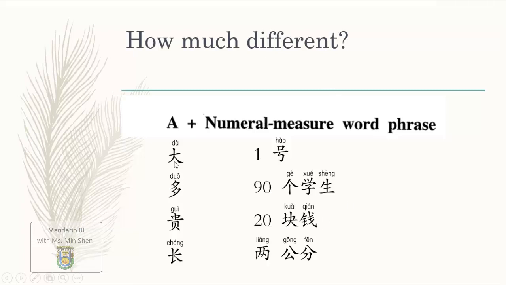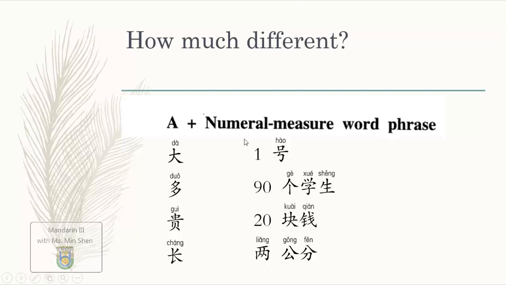So for example, 大, how much bigger? 大一号, one size. 多, more or many. How many more? 90个学生, 90 students more. 贵, more expensive. How much more expensive? 20块钱, $20. 长, longer. How much longer? 2公分. 公分 means centimeters, which is a new word in the text.